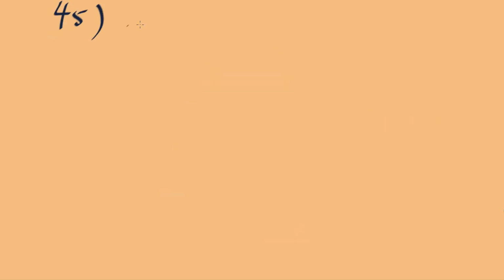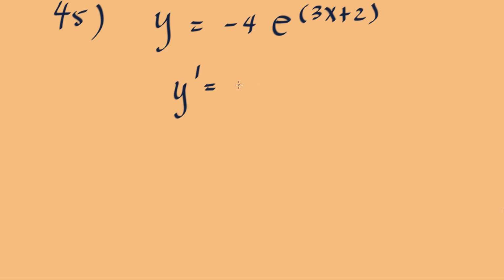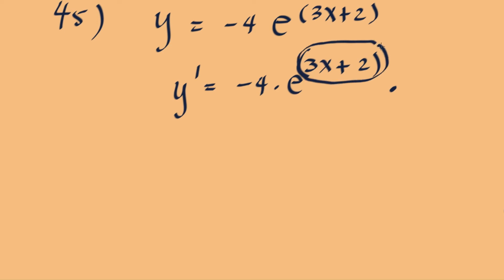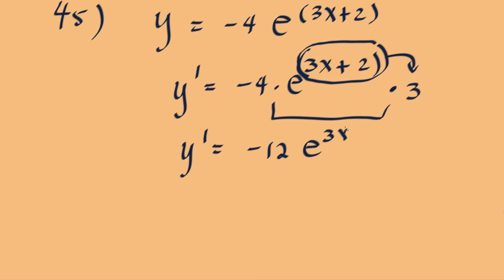Let's say 45. What about y equals negative 4 e to the 3x plus 2? So its derivative is negative 4 e to the 3x plus 2. Okay, copy everything down, multiplied by the derivative of the exponent of e, which is what? 3. Okay, so our final derivative is negative 12, from negative 4 times 3, e to the 3x plus 2.